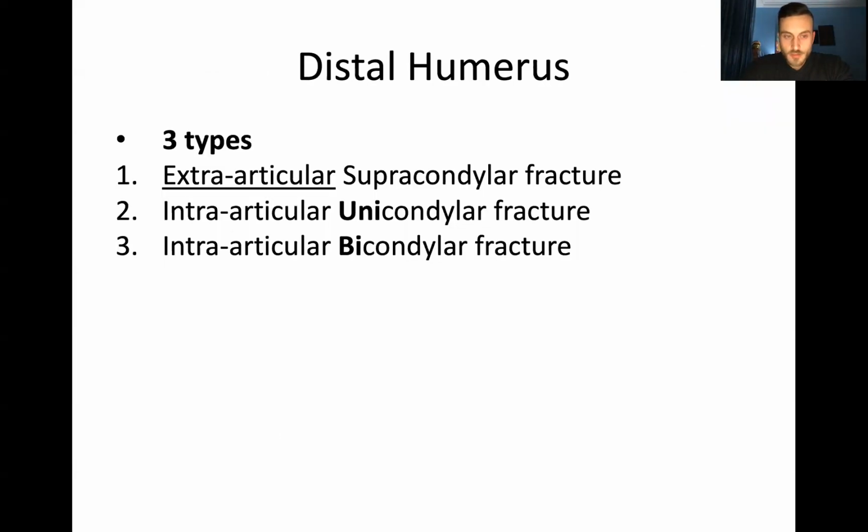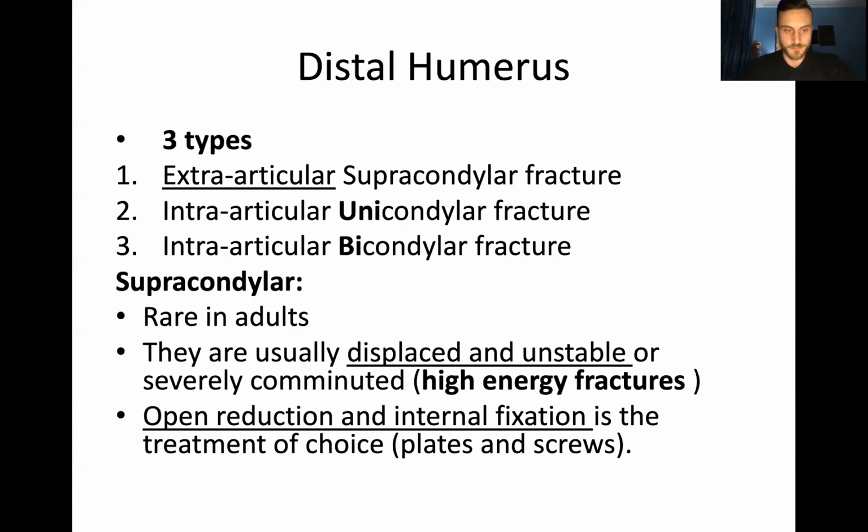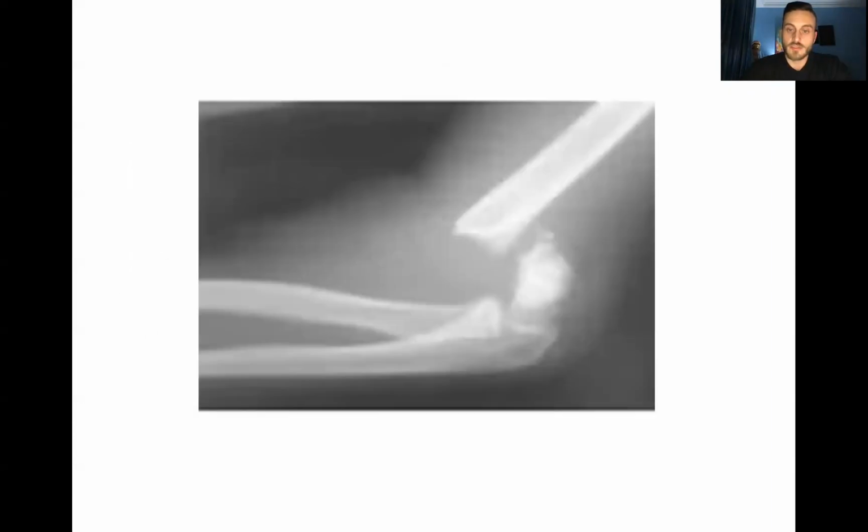For the distal humerus, we have three types because we are coming down to the elbow, getting close to the articular surface. Either extra-articular, which is mostly supracondylar, or intra-articular, which involves two parts: either one of the condyles, medial or lateral, or bicondylar. The supracondylar fracture, as you remember, is very common in the pediatric age group, not in adults. In adults, with high energy trauma, there will be a comminuted fracture in the elbow, and it usually needs open reduction and internal fixation.